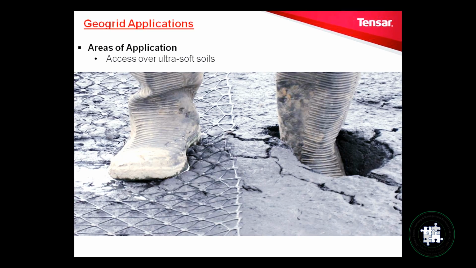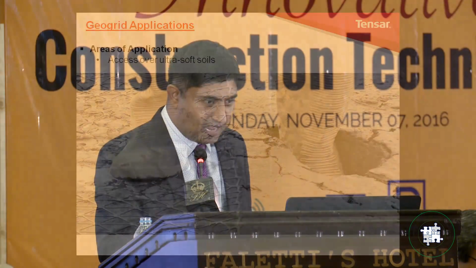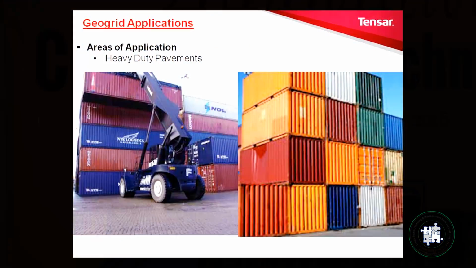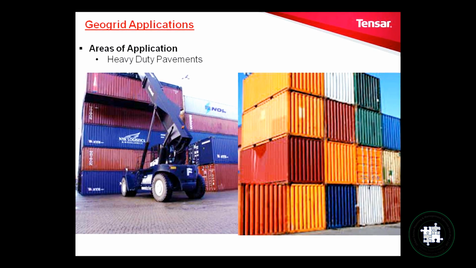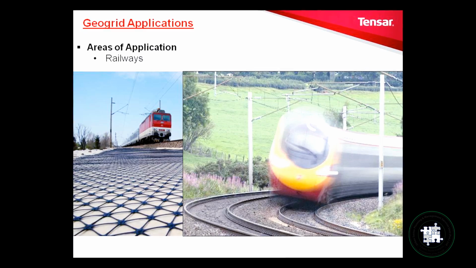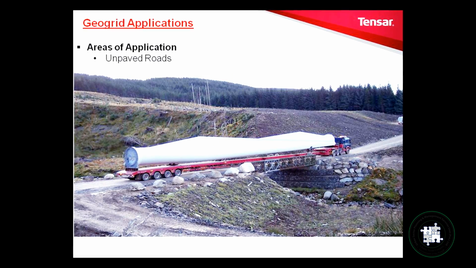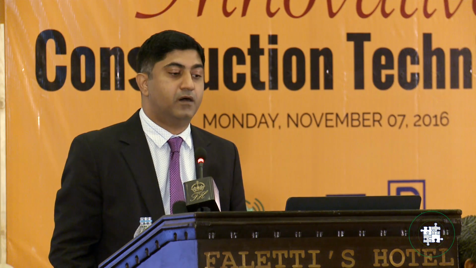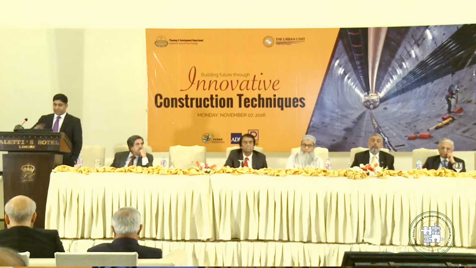One more application is access over ultra soft soil. With grid and without grid, you can see the difference immediately. It allows you access onto the site. If this geo-grid is topped up with soil, then you can run your lorries on top of these kinds of weak soils. Other applications include heavy duty pavements, railway structures, working platforms, unpaved roads carrying heavy machinery like wind farm roads, airfields, and finally paved roads and highways. In the next slide, we will focus on paved roads and highways.